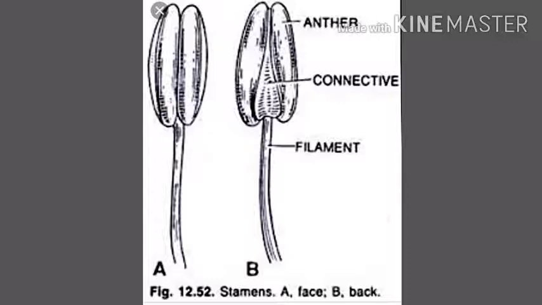Here essential whorls, that is the androecium. It is centrally placed. Third whorl, it is male reproductive whorl of the flower. It is an essential whorl of the flower. The androecium composed of the stamens.